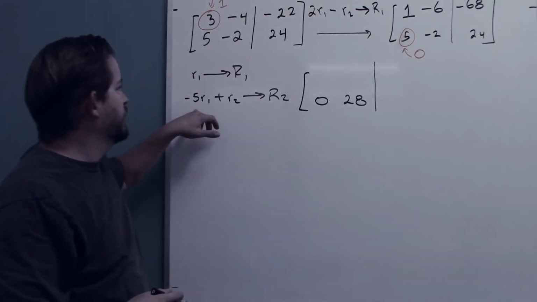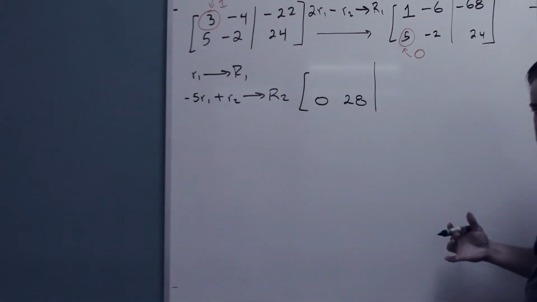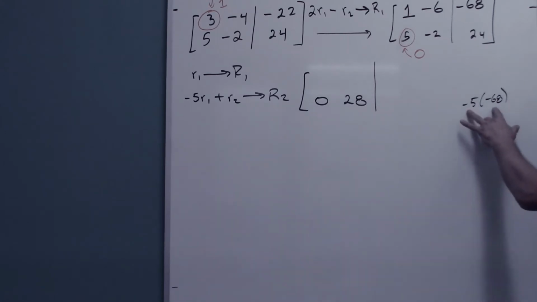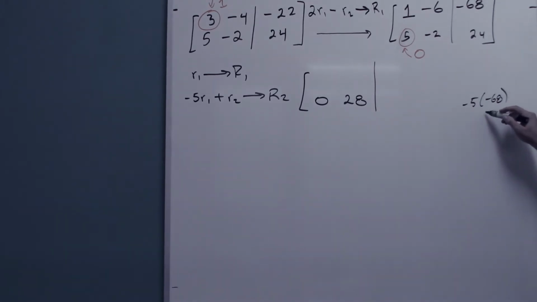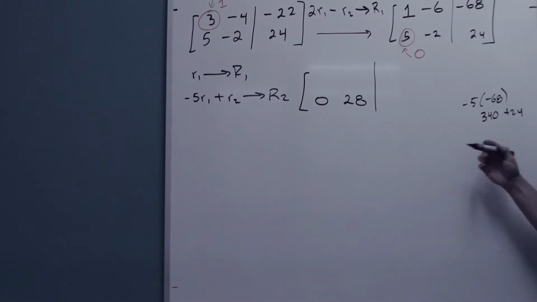And then I have negative 5 row 1s. So negative 5 times negative 68, we're going to get a big number here. Negative 5 times negative 68 is positive 340. And then I add on row 2, so I add on 24. So that gives me 364.